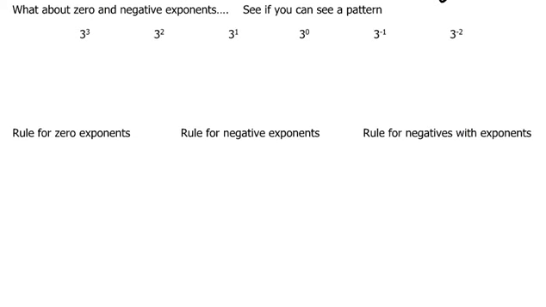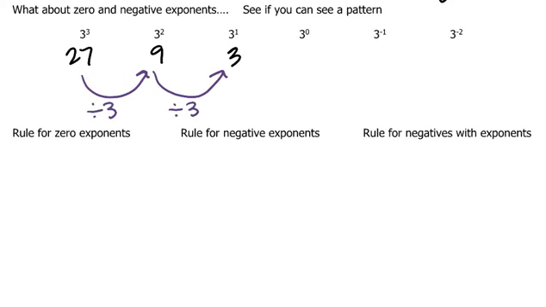Okay, so 3 to the 3. Does anybody know what 3 to the 3 is? Yeah, 27. Okay, 3 to the 2 is 9. 3 to the 1 is 3. Okay, but then what about the 0 power, the negative 1 power, the negative 2 power? So let's look at the pattern and see, how do you get from 27 to 9 and from 9 to 3? Well, we're just dividing by 3 both times.